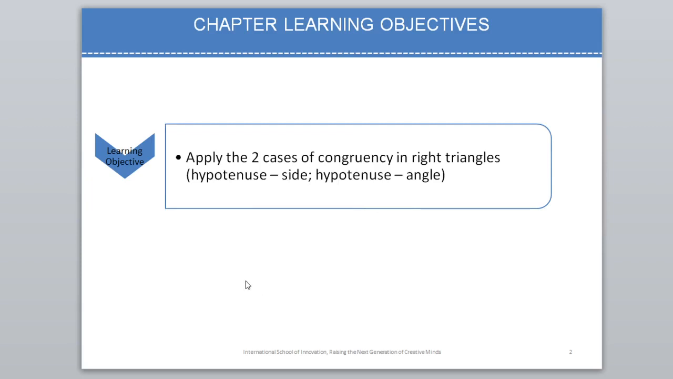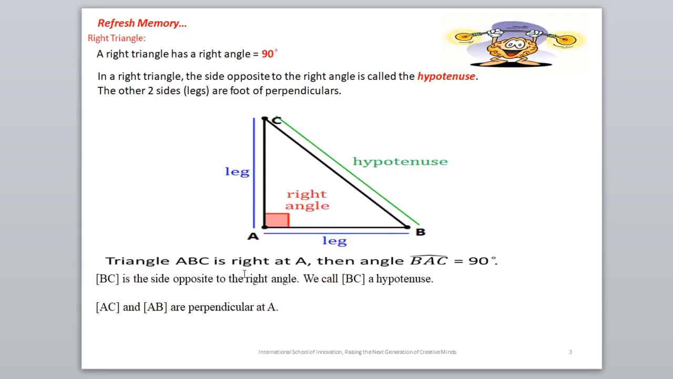Hypotenuse side and hypotenuse angle are two more ways than the three ways that we took before, right? So first, let's refresh your memory. Right triangle: what do you mean by right triangle? It is a triangle with 90 degrees. So when we have 90 degrees, it's called a right triangle. In a right triangle, we will have a hypotenuse and two legs.